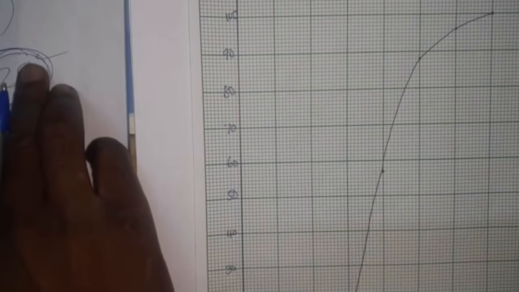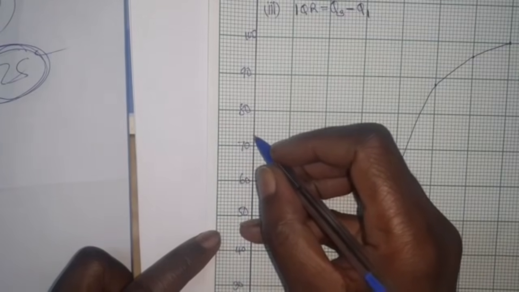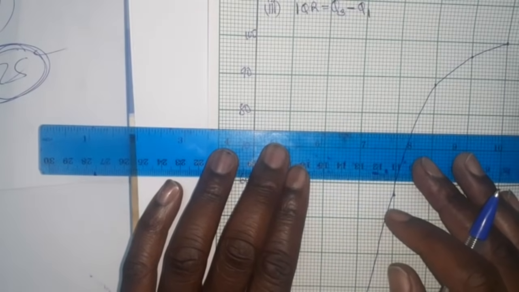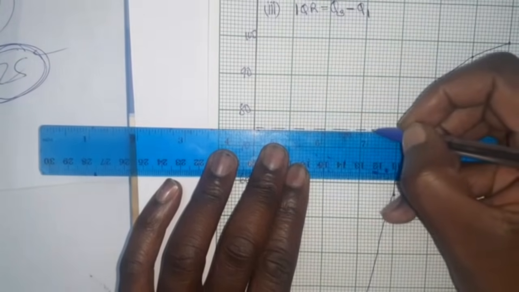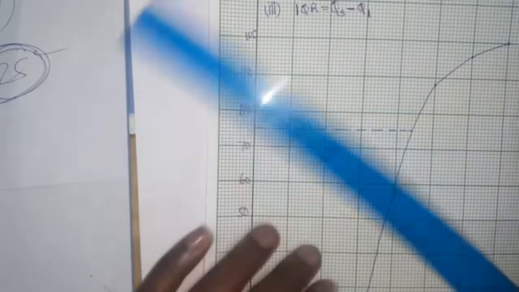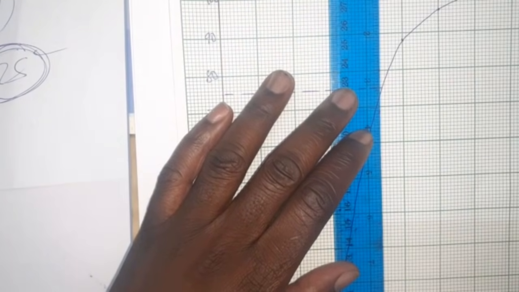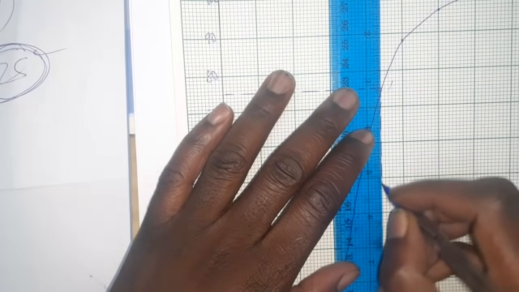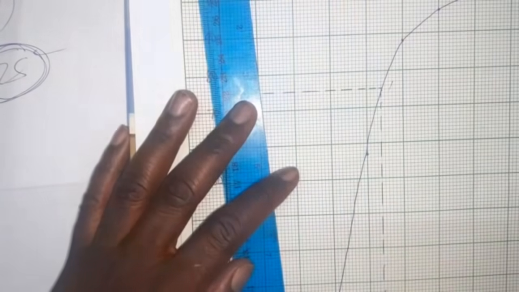See what I'm going to do. For the upper quartile, I'm going to come to where we have 75 here. 1, 2, 3, 4, 5. This is where we have 75. So I need to draw a straight line from here, a straight line that goes to the curve, and then drop it down here.